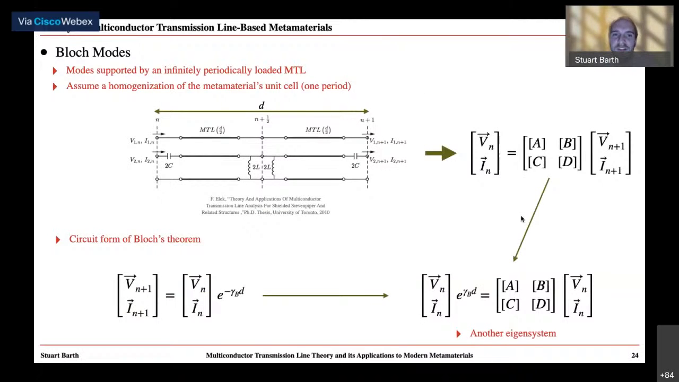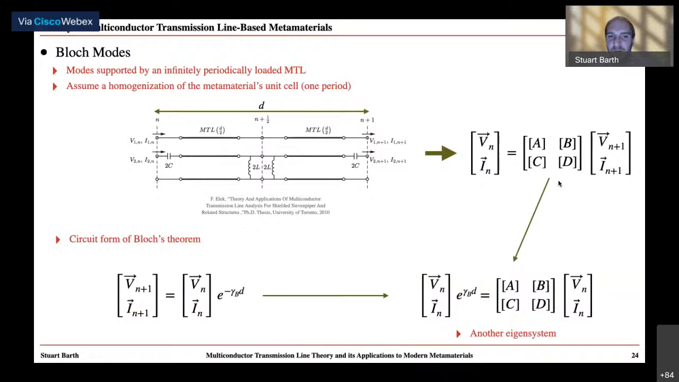So the modes supported by an infinitely periodically loaded MTL are called Bloch modes. And these in general assume a homogenization of a metamaterial's unit cell. And what we do is we take the equivalent circuit model in a typical analysis, and we concatenate it down into an ABCD matrix, right? That just describes the propagation of voltages and currents through a two-port network.